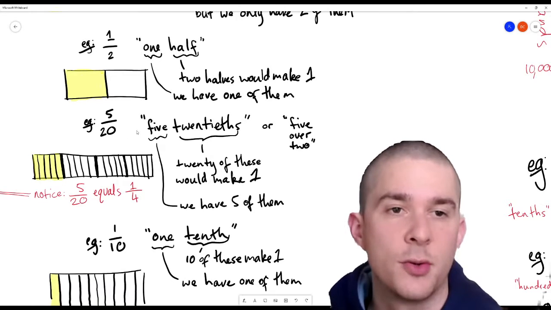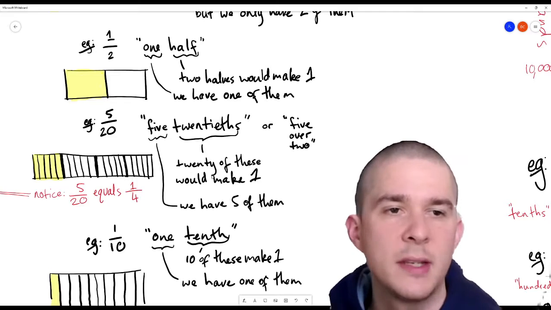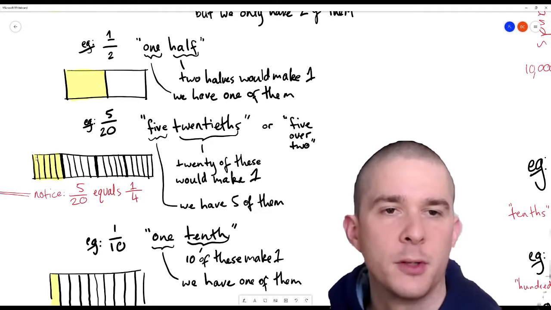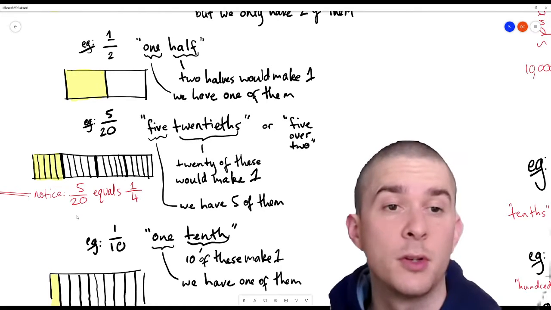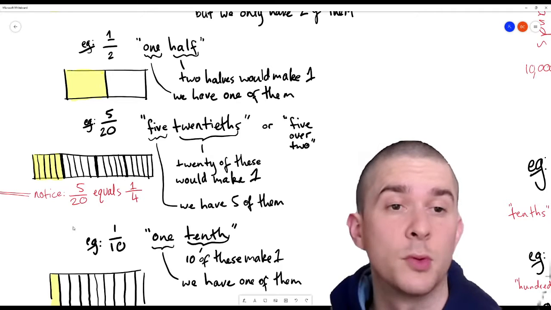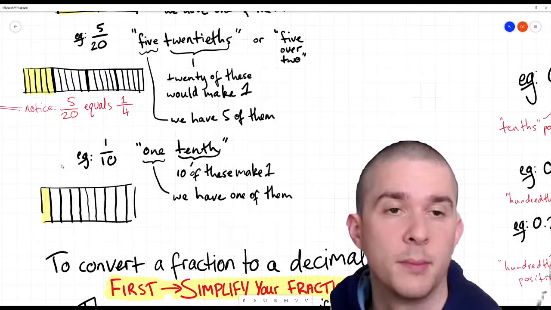5/20ths. So here, we could also say 5/20. That might be easier. 20 of these would make 1. So you can see if this stick here is 1, it's like a ruler. There are 20 20ths. And we have 5 of them. So we have these 5 here. Now we'll come back to this in a moment, but you can notice here that 5/20ths equals 1/4, right? That's 1/4 of the whole ruler.